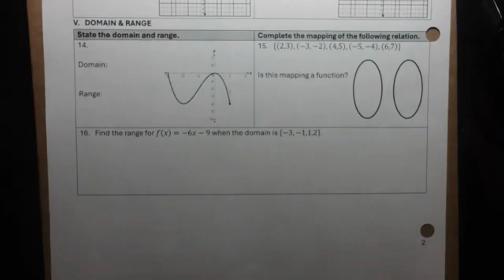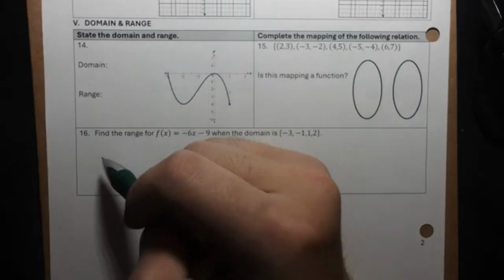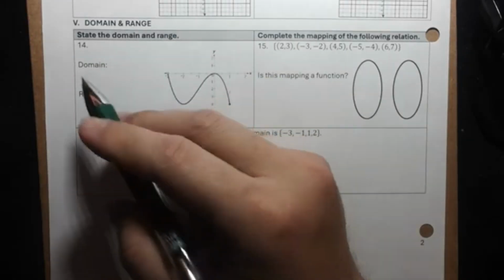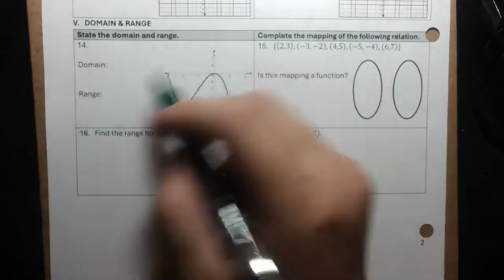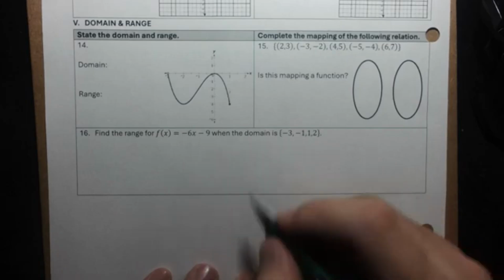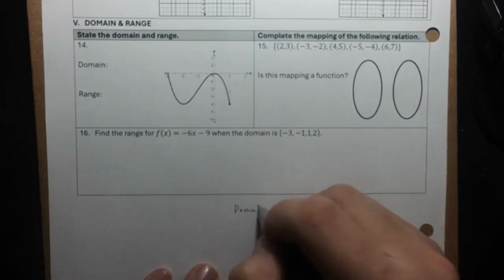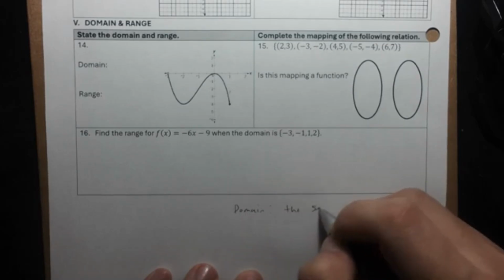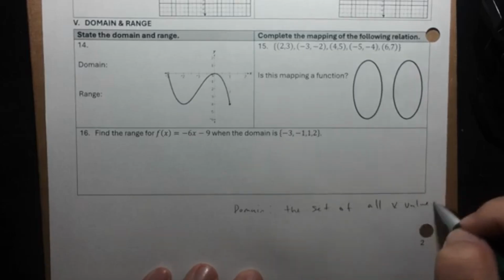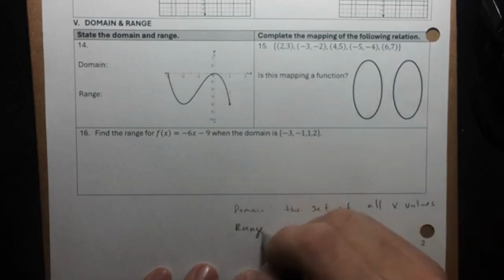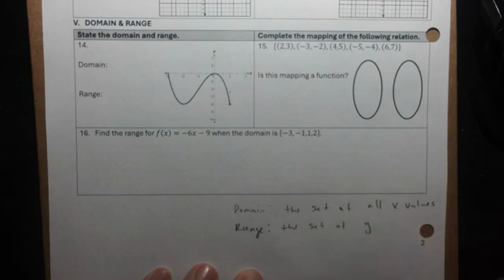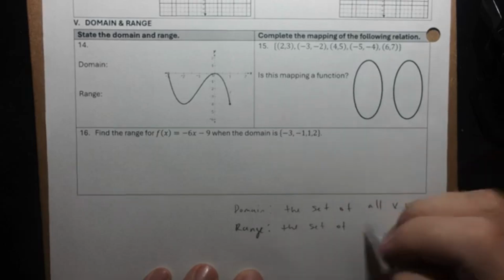All right, so we're going to look at the domain and range now. So number 14, we're going to state the domain and range. Before we look into number 14, I want to go ahead and remind you what domain and range are. So domain is the set of all x values. The range is the set of all y values.